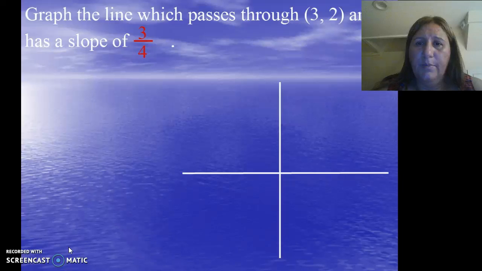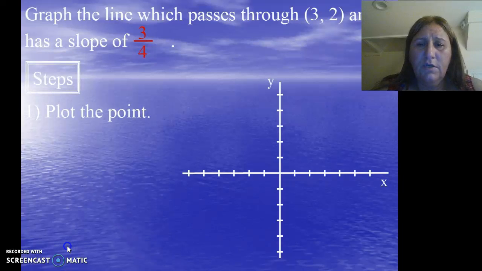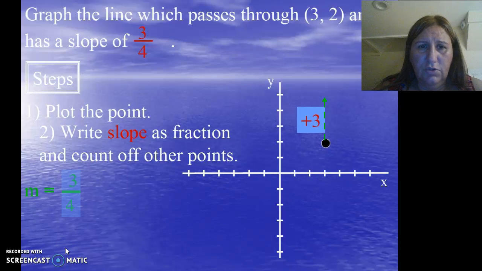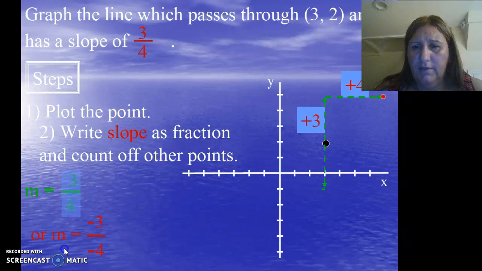Same example, number 32. Plot the point first. Your slope here is 3 over 4, so rise 3, run 4. So from the point, you need to go up 3 and 4 to the right. Connect the points, and that will be your line.